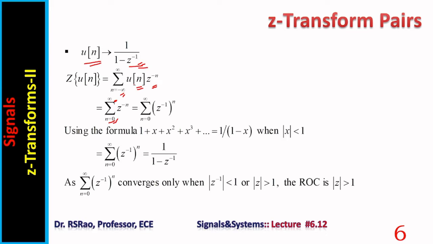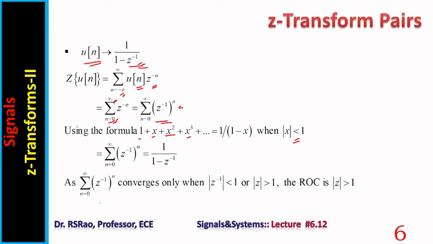Another aspect is on the positive time side, the step sequence is 1. So u of n z power minus n becomes simply z power minus n. Now this is written as sigma n equal to 0 to infinity of z power minus 1, whole power n. Using the formula 1 plus x plus x square plus x cube etc. is equal to 1 over 1 minus x when mod x is less than 1, the transform of u of n becomes 1 over 1 minus z power minus 1.